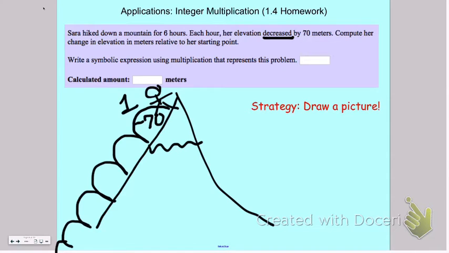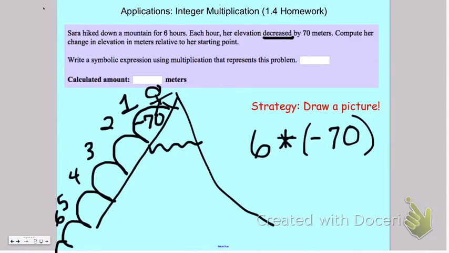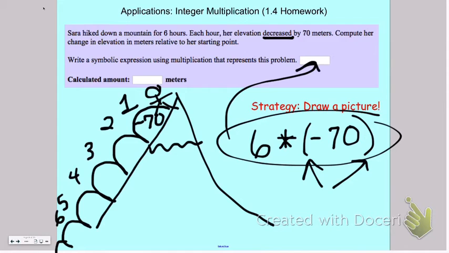I'm out of room. Okay, so this helps me to see, okay, then I'm going to have 1, 2, 3, 4, 5, 6 copies of 70 meters. And because I'm decreasing, it's going to be negative 70. So I'm going to do 6 times a negative 70. Now, if you were already entering that in the computer and it's giving you a wrong answer, don't forget you have to put these parentheses around your negative number there. I know that a positive times a negative is a negative, so this is going to go right here in this box.